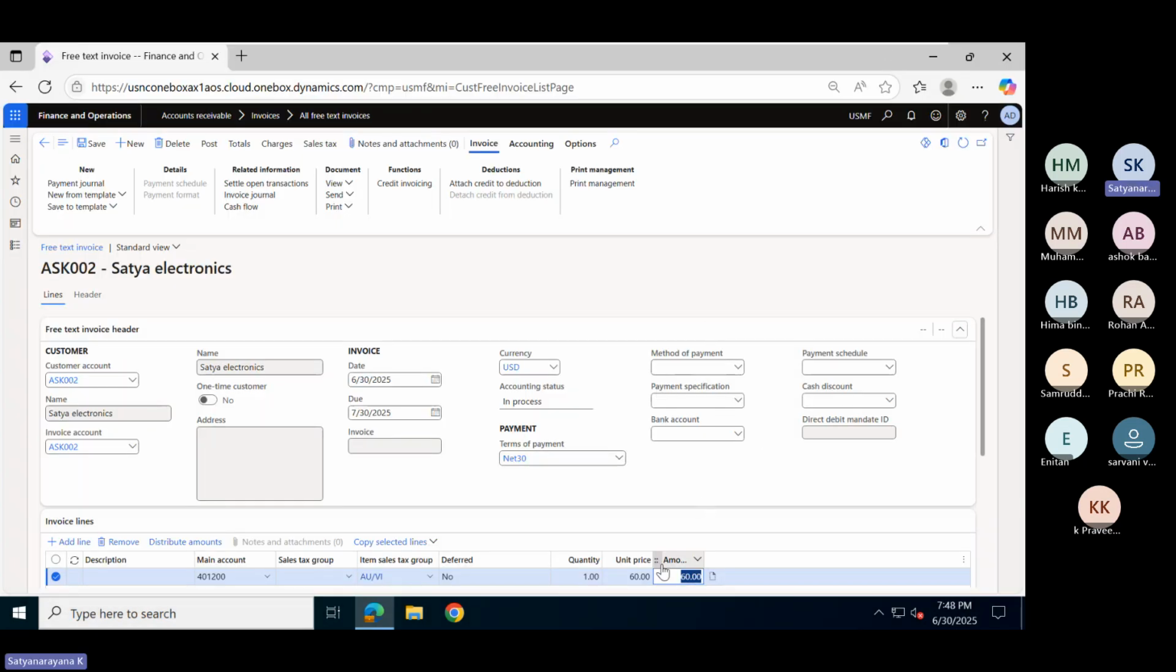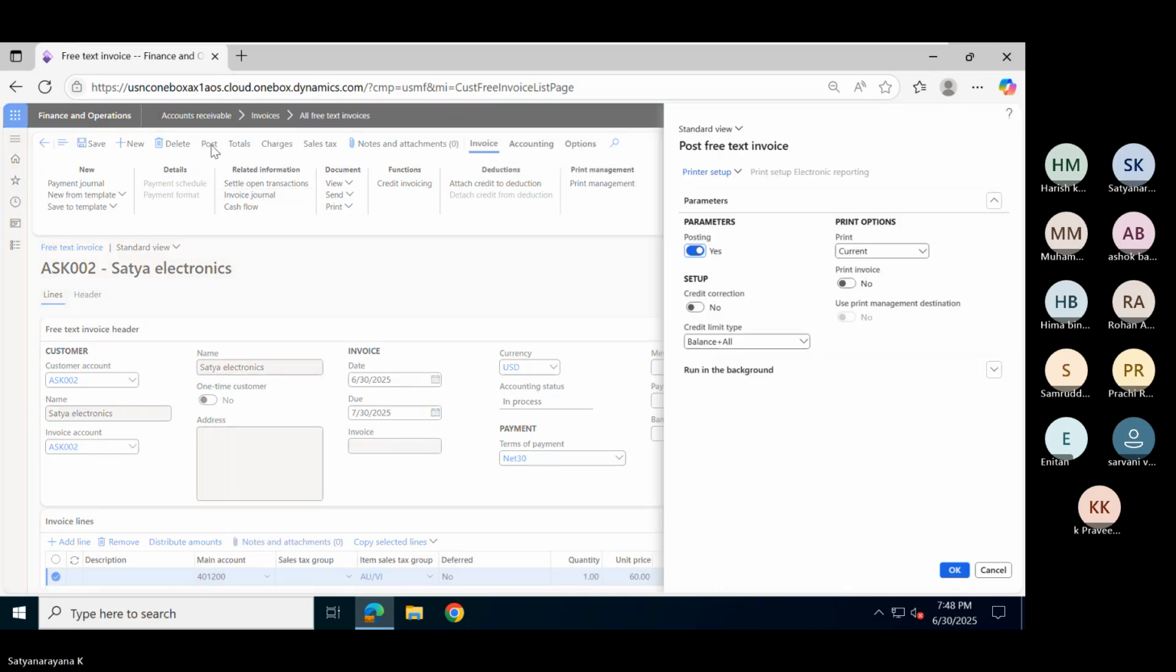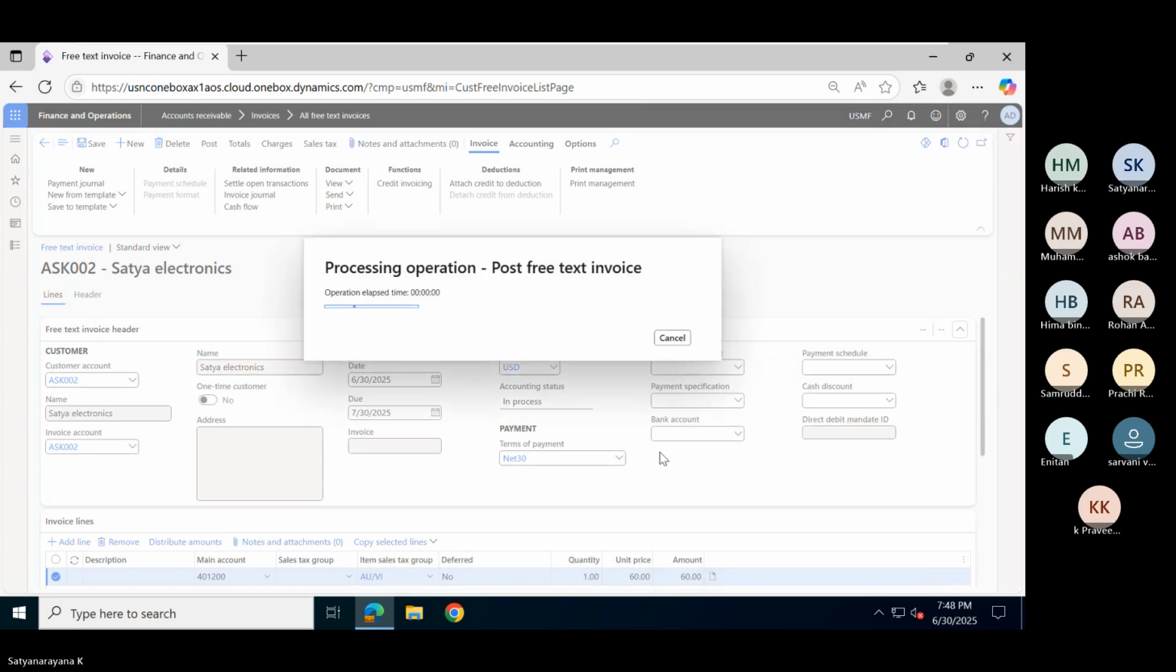Okay, fine. So I have entered the price $60. I'm posting now. Click OK. Okay. Now immediately it will not show the voucher.